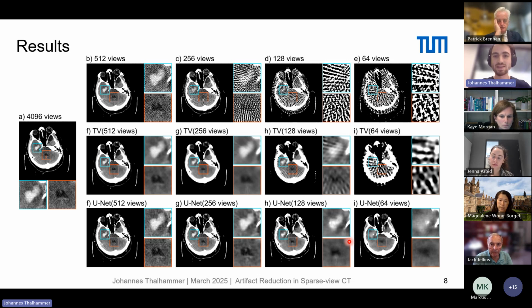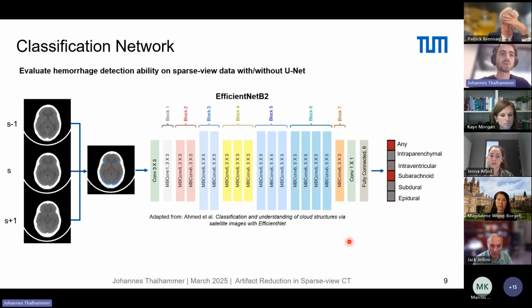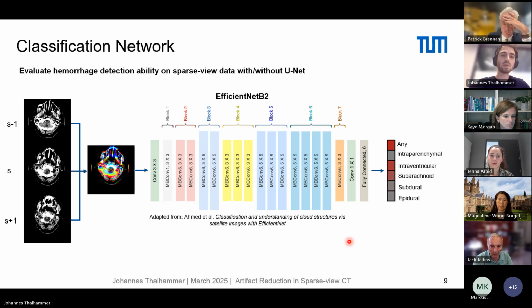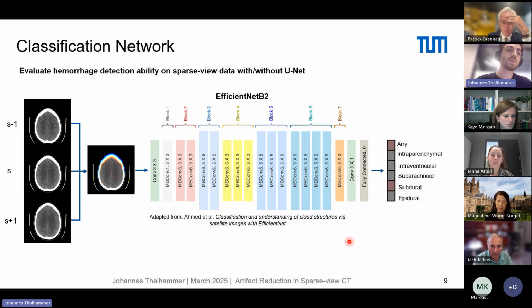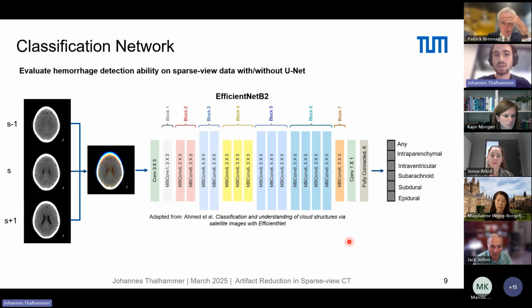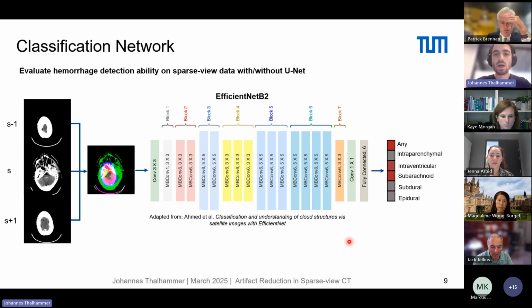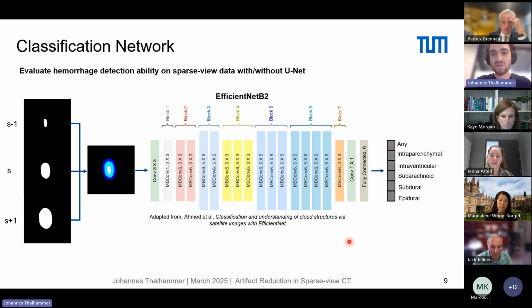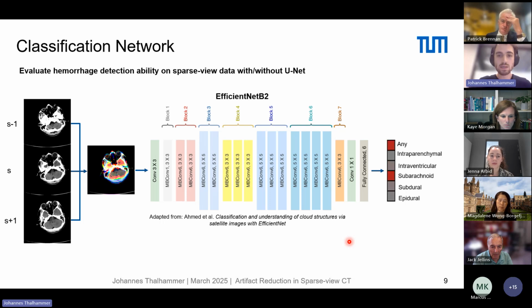Of course, I could also calculate some nice fancy metrics on the different predictions or the different denoised images, but in the end, they don't really matter, in my opinion, because these images have a very clear purpose, namely, can you spot the hemorrhage or not? So we thought about how to quantify that. We trained a classification network because our data set was labeled. So we took 3 neighboring slices as an input and then trained, in this case, an EfficientNet to predict if there is a hemorrhage or not, and if so, which kind.